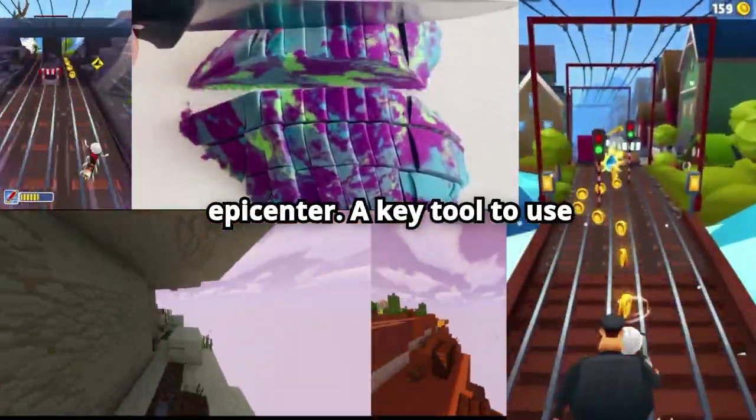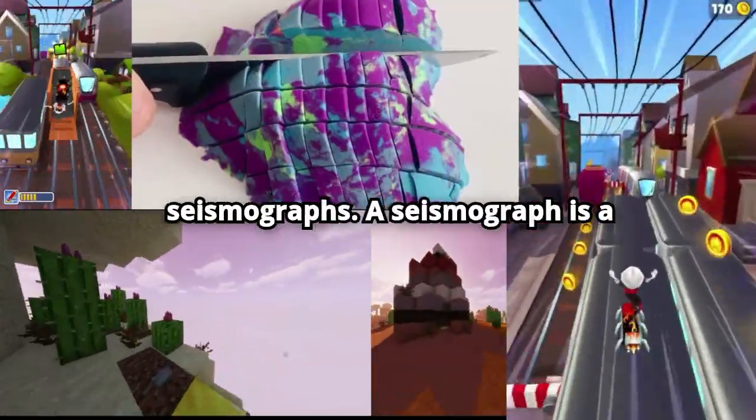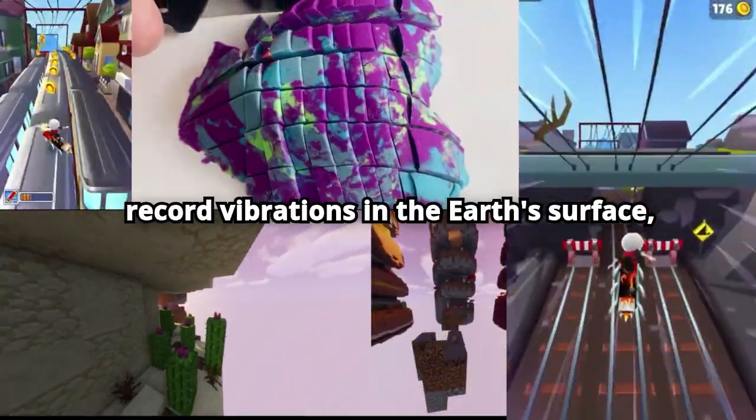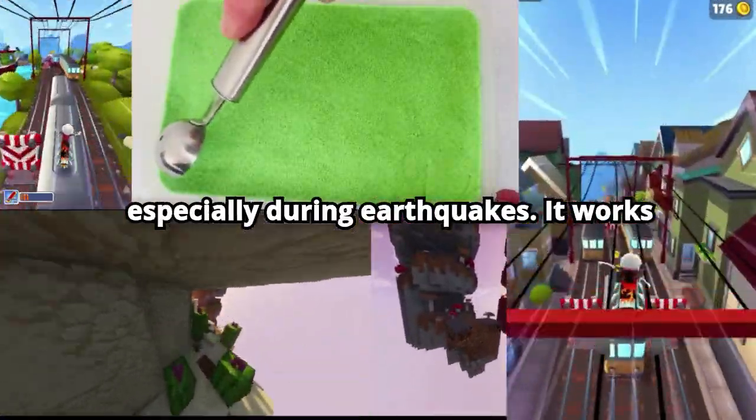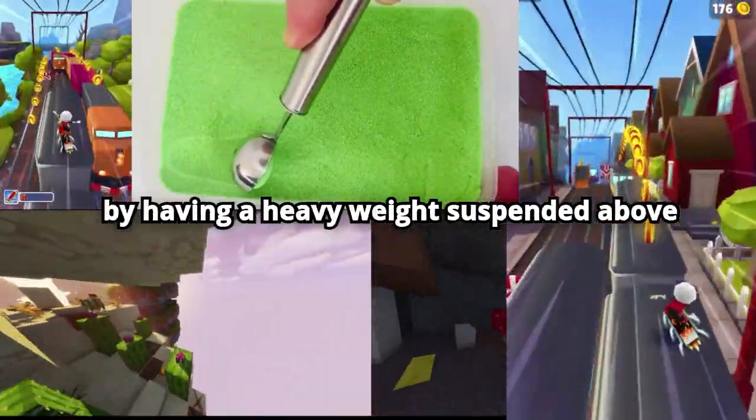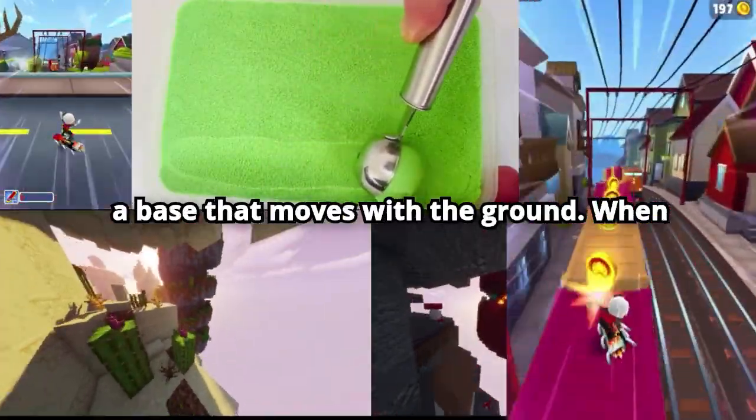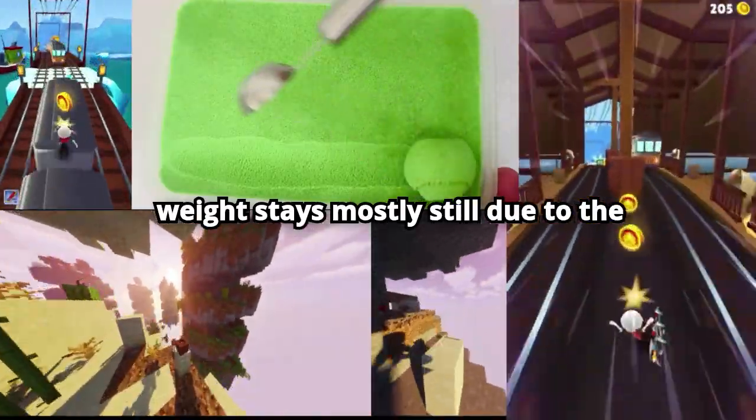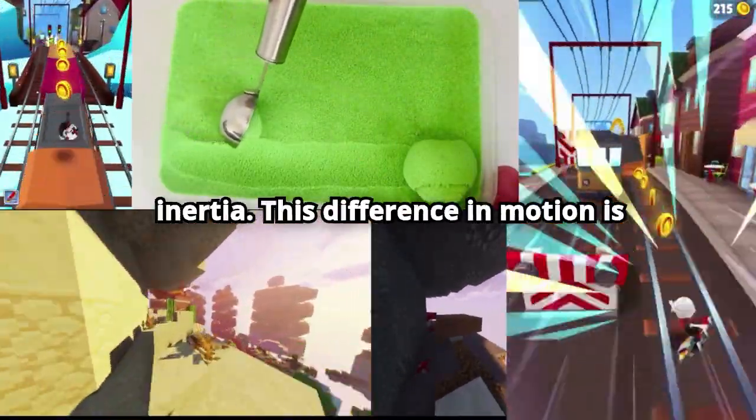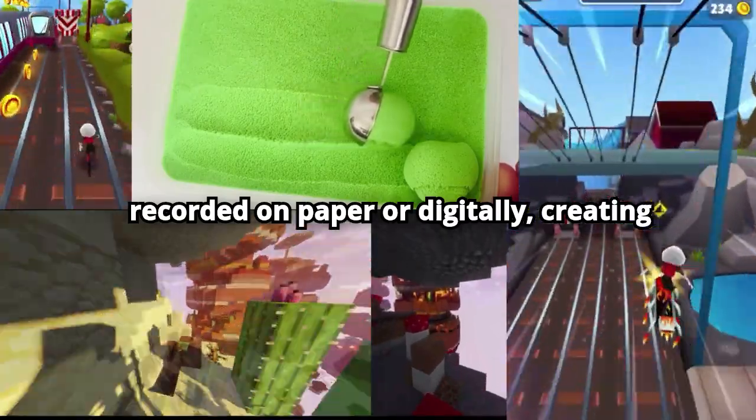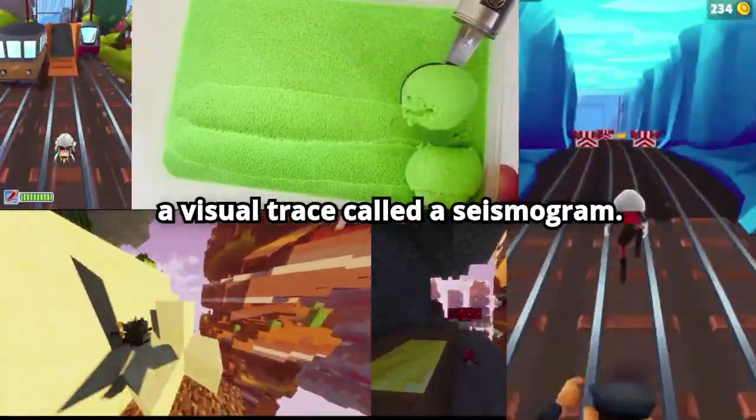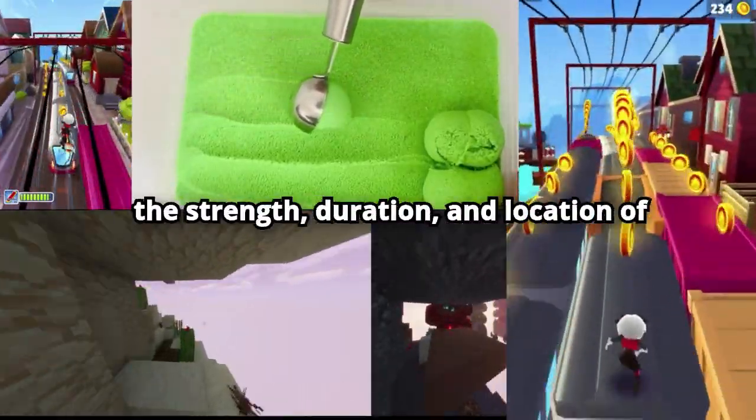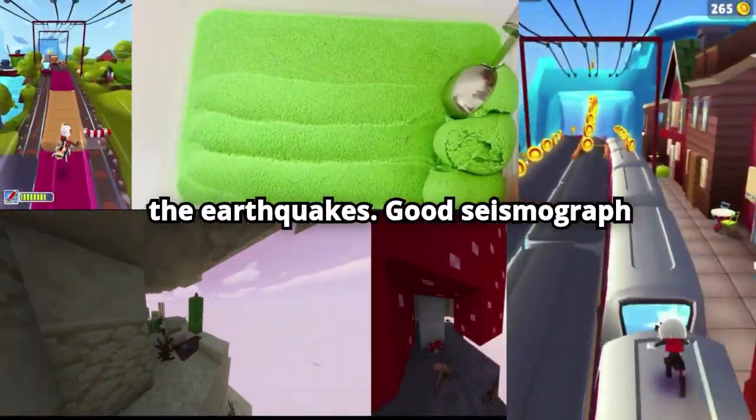A key tool used to measure earthquakes is the seismograph. A seismograph is a scientific instrument used to detect and record vibrations in the Earth's surface, especially during earthquakes. It works by having a heavy weight suspended above a base that moves with the ground. When the Earth shakes, the base moves, but the weight stays mostly still due to inertia. This difference in motion is recorded on paper or digitally, creating a visual trace called a seismogram. Scientists use these records to measure the strength, duration, and location of earthquakes.